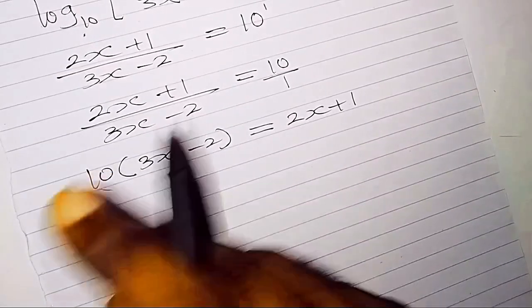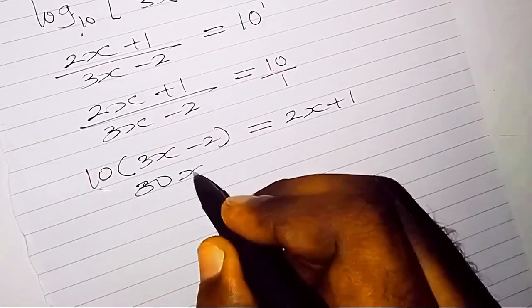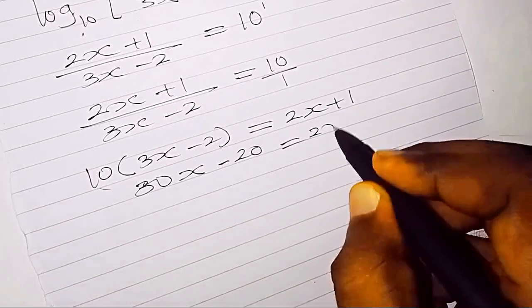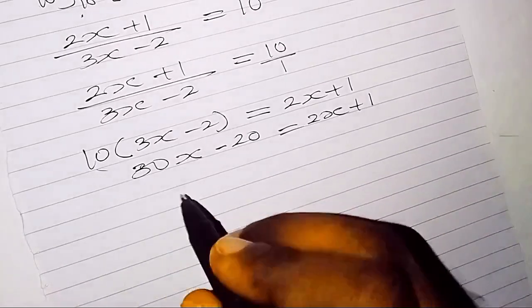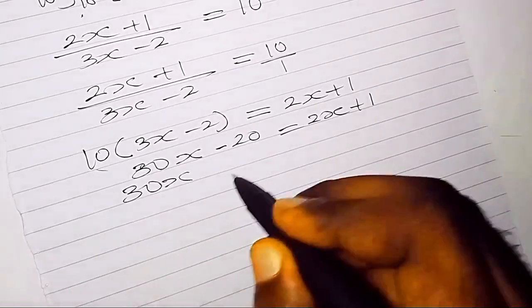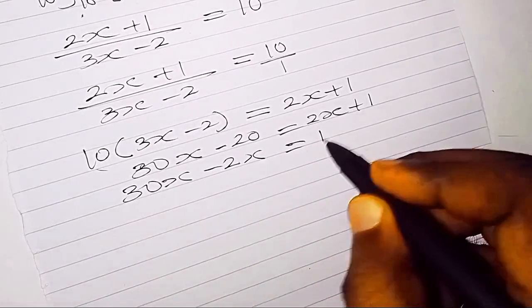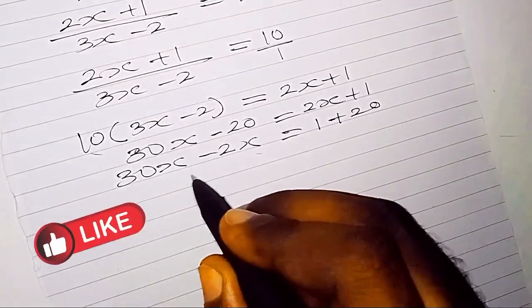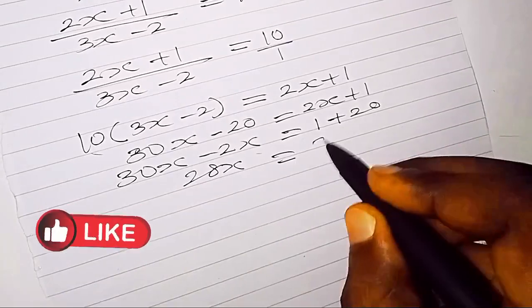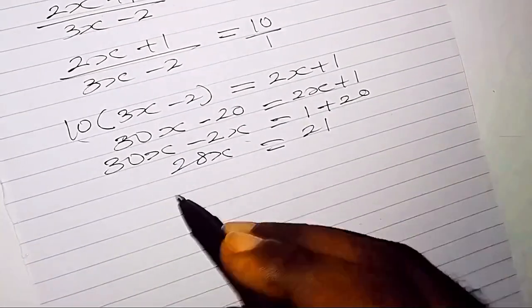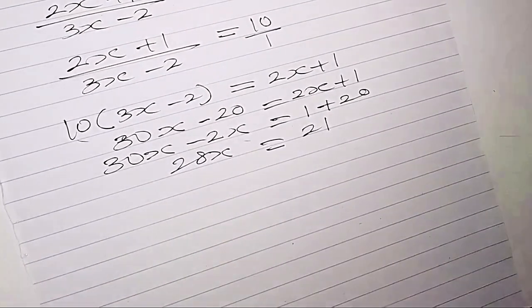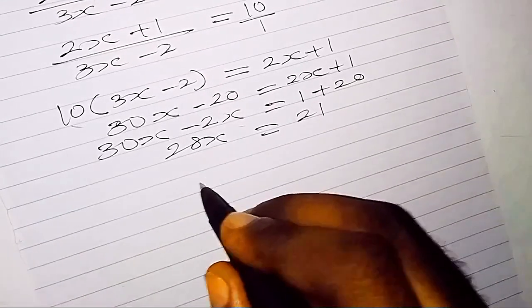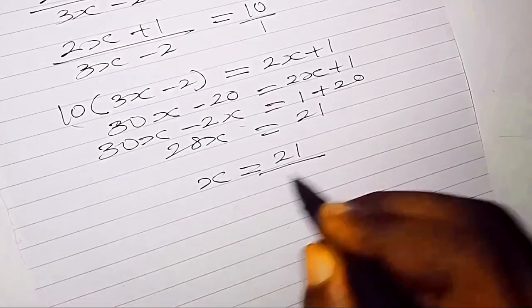And then we use this 10 to open up the bracket there. We have 30x minus 20 equal to 2x plus 1. And then by the time you collect like terms, we have 30x minus 2x equal to 1 plus 20. And then here is 30 minus 2. That's going to give us 28x equal to 21. And then we can just choose to divide both sides by whatever we have as the coefficient of x. So this gives us x equal to 21 over 28.